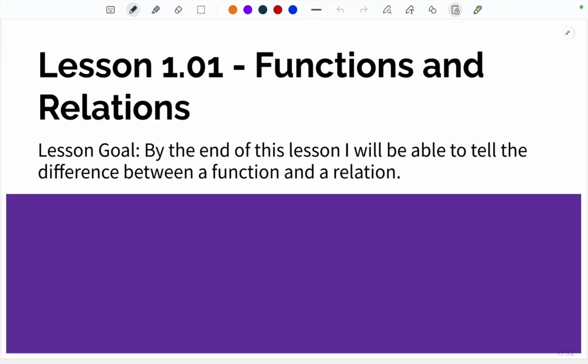Let's begin. So we're looking at the first lesson, looking at functions and relations. So yeah, we'll see what a function is. This course is grade 11 functions. So we'll see what the title of the course relates to.